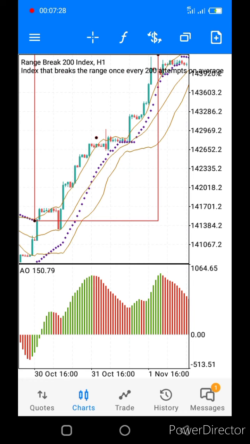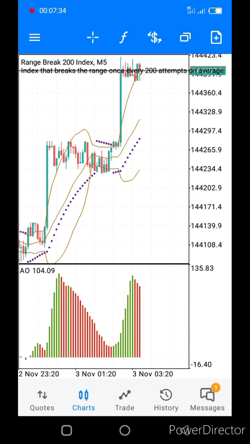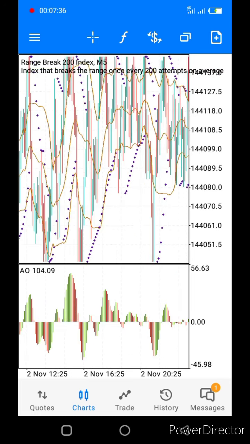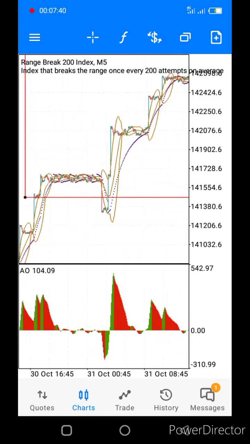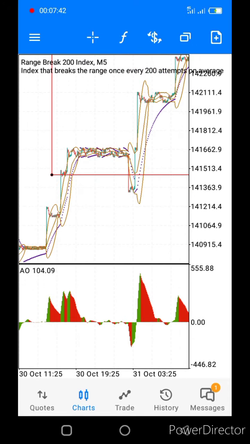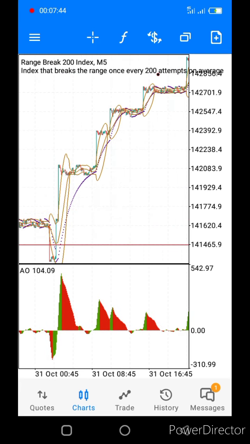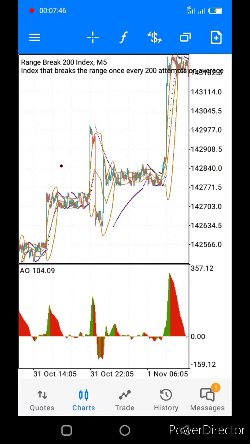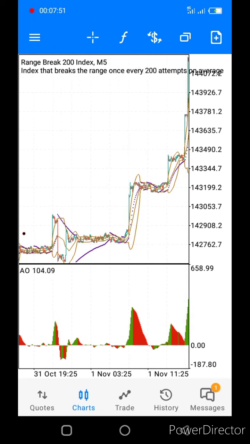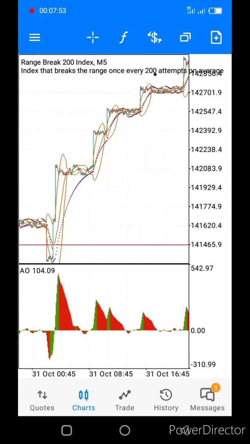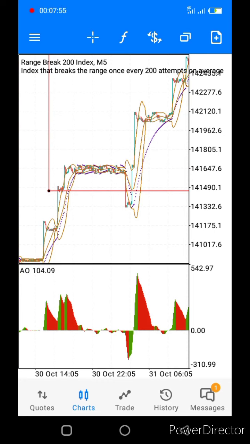So what are you going to see inside this range break 200? You will see more of buy. Let's check it out. You will be seeing more of buy signals. Can you see that? More of buy, more of buy signal.